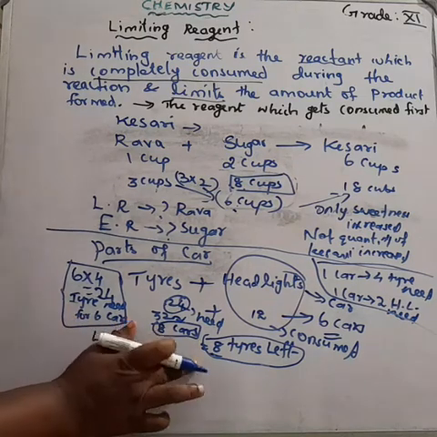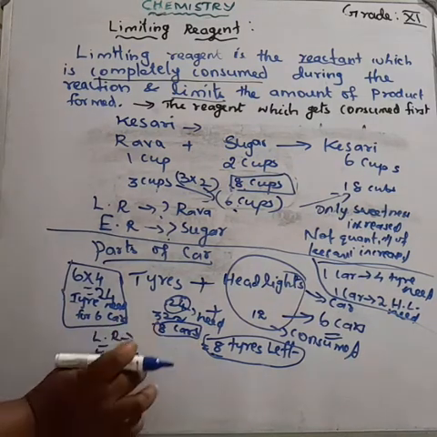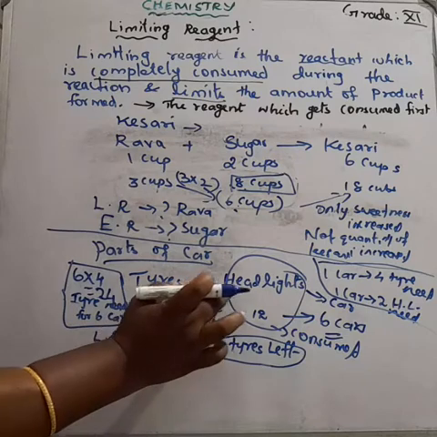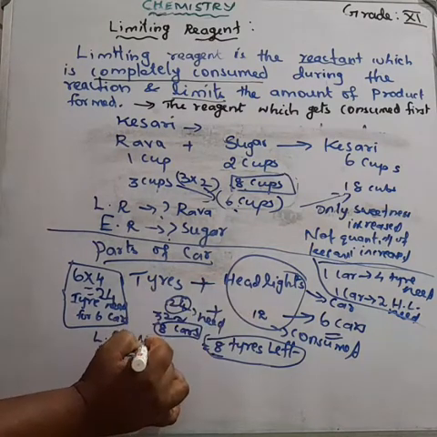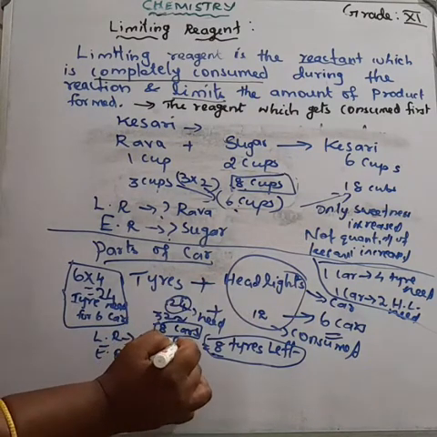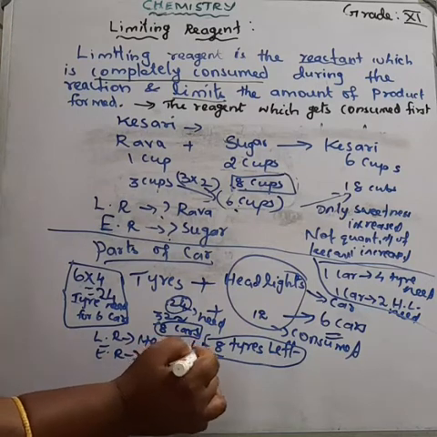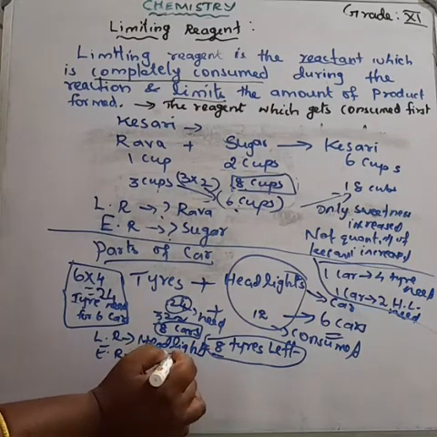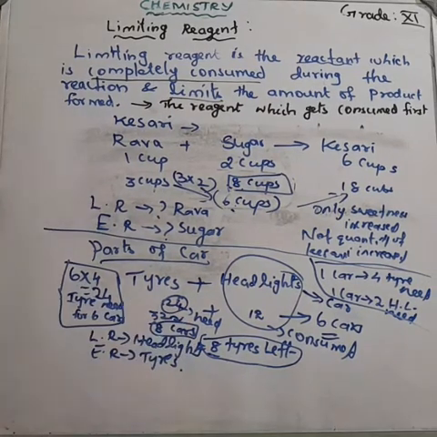So here which one is the limiting reagent and which one is the excess reagent? Headlights is the limiting reagent and tires is the excess reagent, because 8 tires are left here, 8 tires balance. So tires is the excess reagent and headlights is the limiting reagent. Understood?